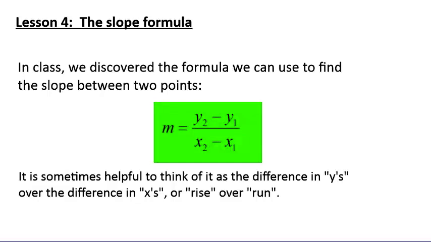The slope is y2 minus y1 over x2 minus x1. I think it's more helpful to think of it as the difference in y's divided by the difference in x's. You can think of the difference in y's as the rise, and the difference in x's as the run. And so then you have the slope being rise over run. So it might help you make sense of this formula, why it actually works.